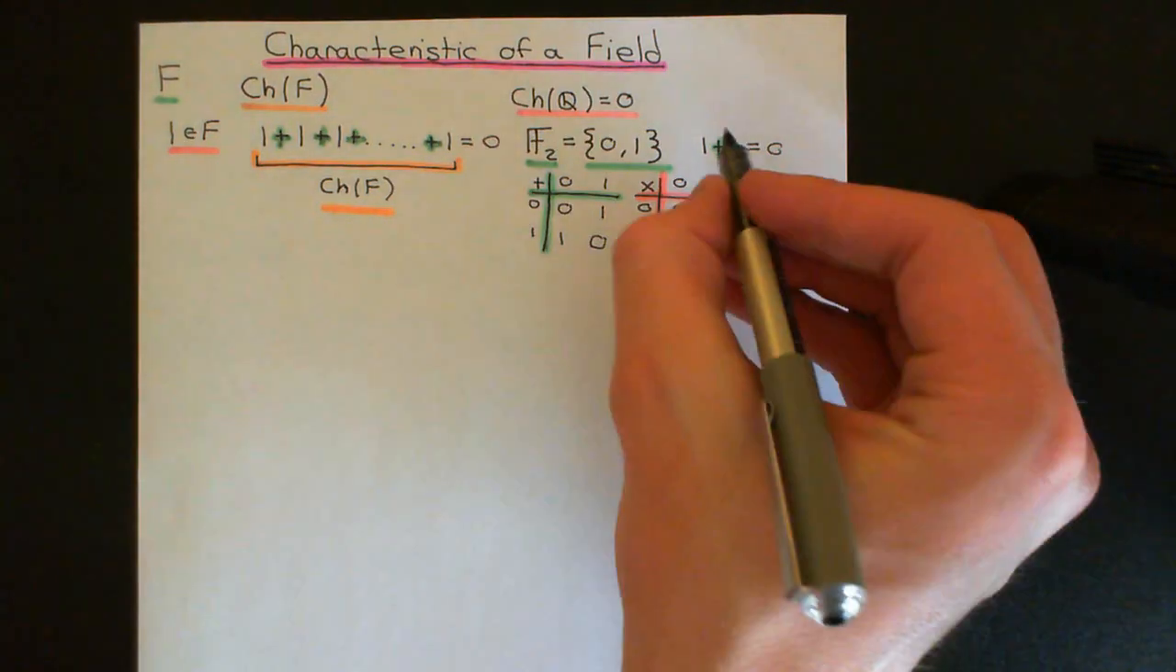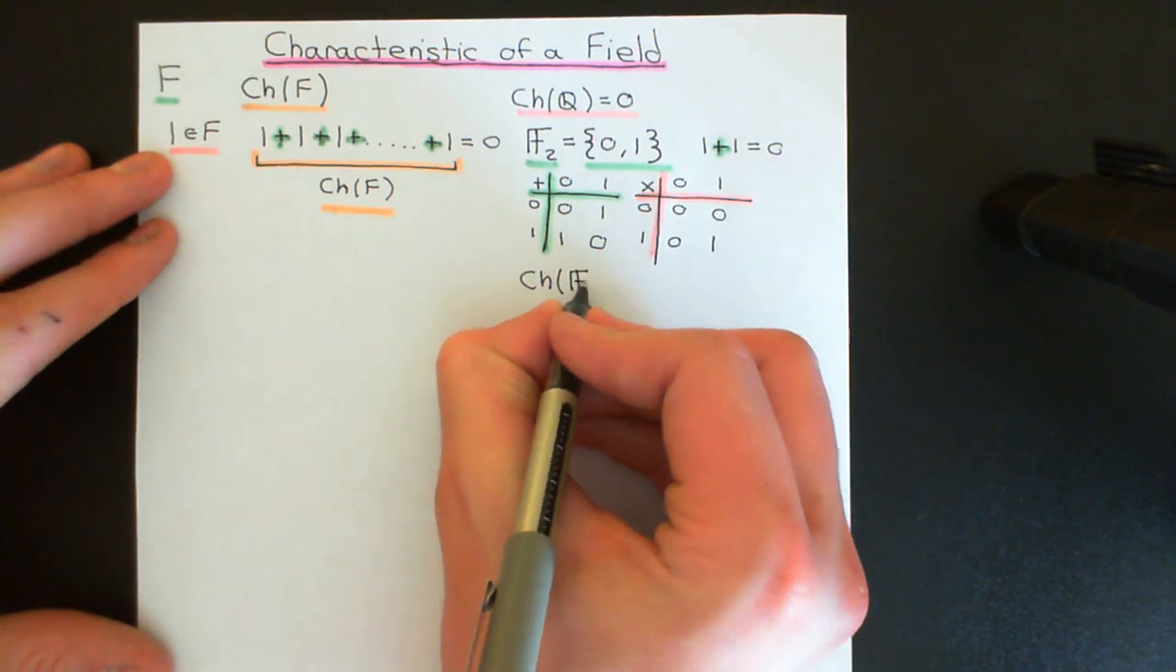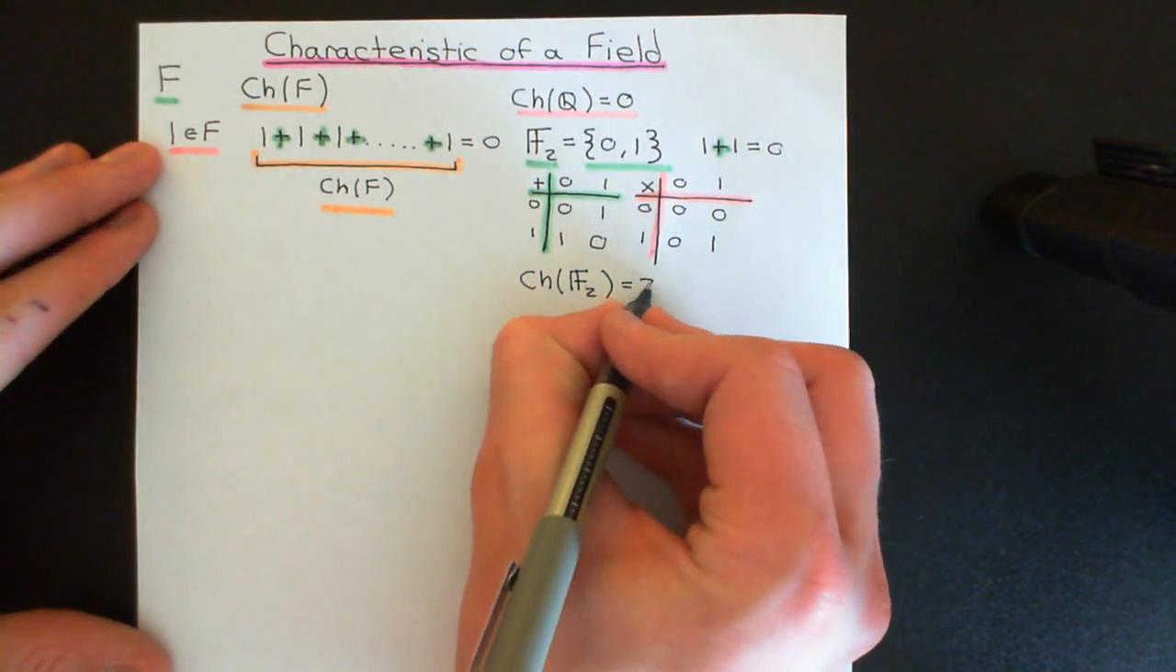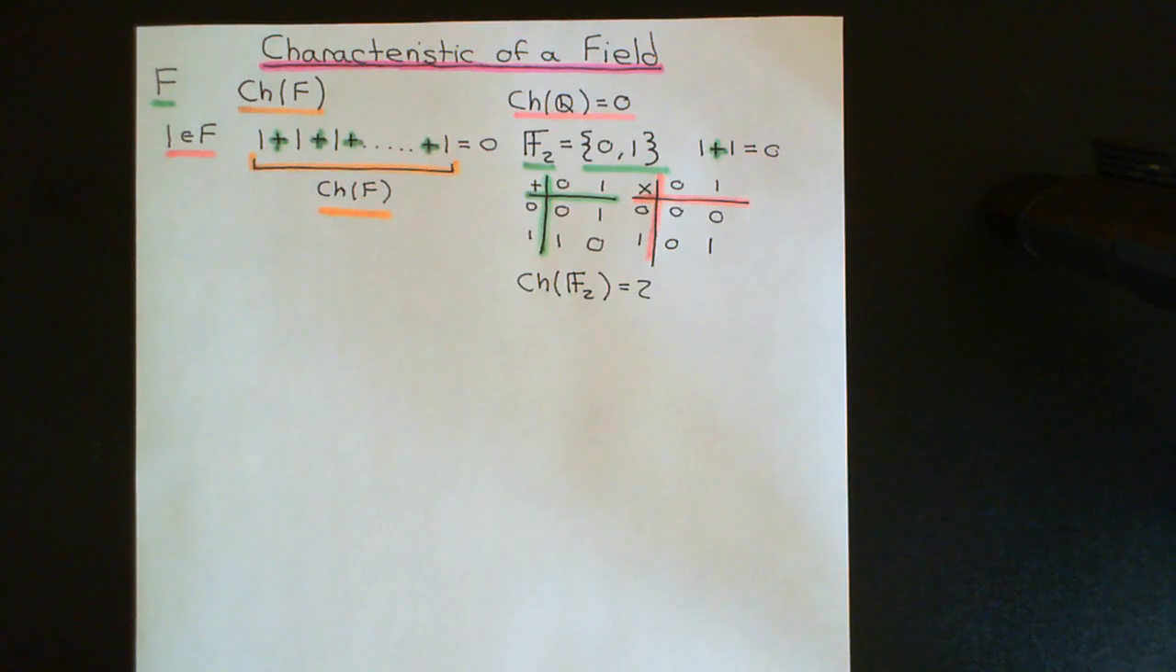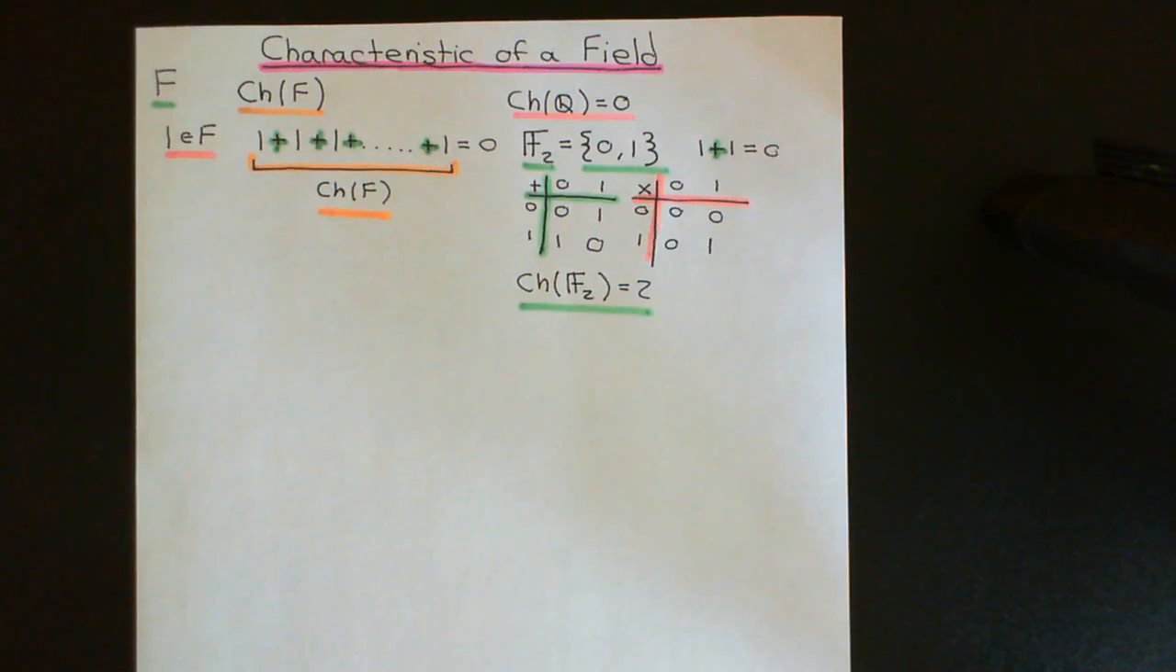Okay, so we add 1 to itself once, and we get 0 back again. So that now means that the characteristic of the prime field F2 is going to equal 2, because I had to add 2 1s together in order to actually get back to 0. Okay, so that's the characteristic of F2. So there's an example of where the characteristic is non-zero.